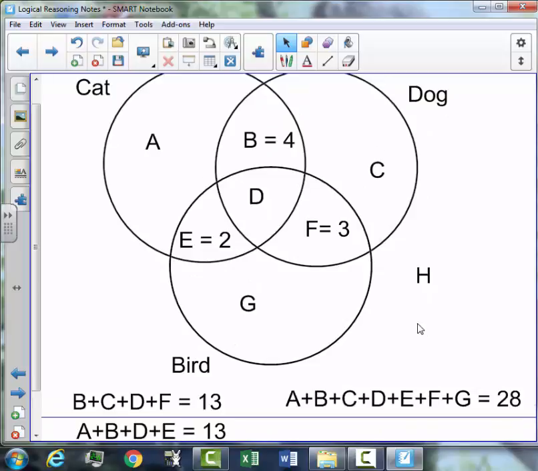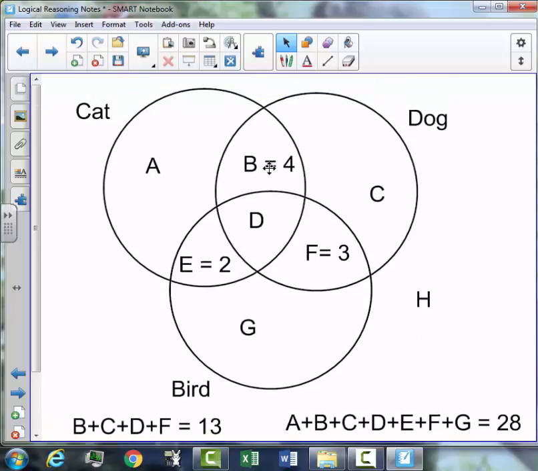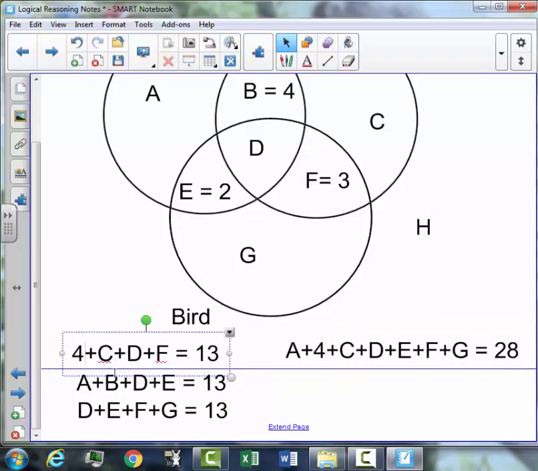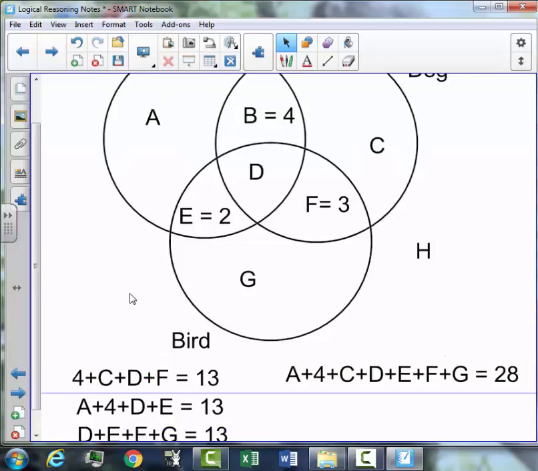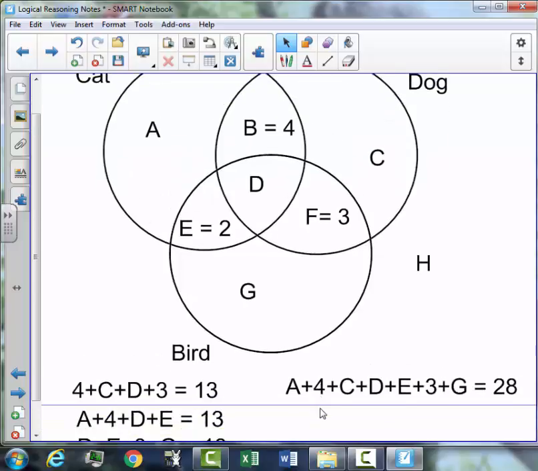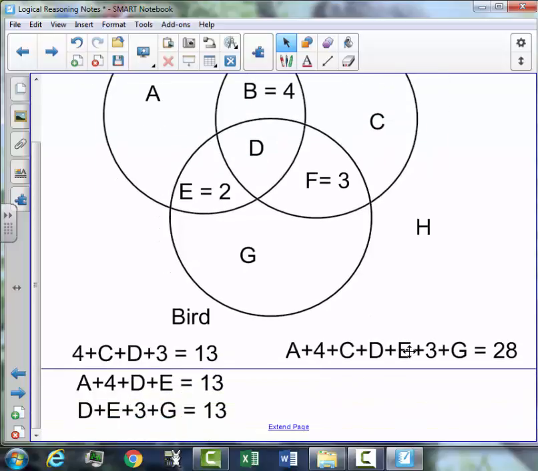If I start trying to put some of these statements together, what I can start doing is saying, well, B, everywhere I see a B now is 4. So I'll make that be a 4. I'll make that one be a 4. I'll make that one be a 4, right? F, everywhere I see an F is now a 3. So that's a 3. That's a 3. That's a 3. And E, I should be able to write E as a 2. So that one's a 2. That one's a 2. That one's a 2. All right, so that's what we're looking for, something along these lines here.